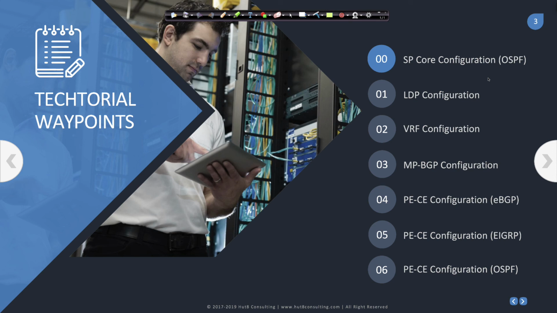All right, well, this is going to conclude our first Director's Cut video here, 00, on the service provider core configuration with OSPF. Our next video is going to be our LDP configuration or firing up MPLS. And we're going to talk about the MPLS label, the label stack, and we're going to talk about how we are going to be setting things up in our configuration.